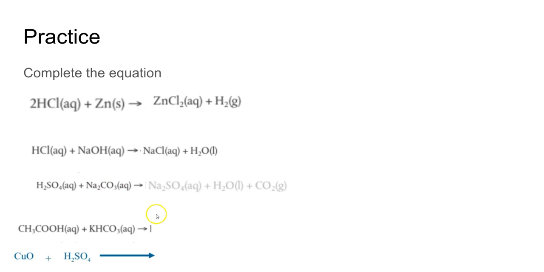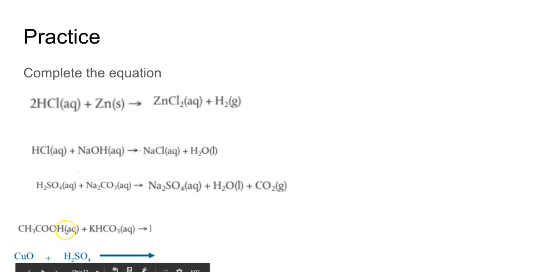The next one, we have an acid and a carbonate. So we're going to get 3 things. We're going to get a salt, we're going to get water, and we're going to get carbon dioxide gas. Notice here our salt looks a little tricky, but it's just the metal, sodium, and then the non-metal is this polyatomic ion sulfate. Now sulfate has a charge of -2, and sodium has a charge of +1. That's why there are 2 sodiums and only 1 sulfate group.